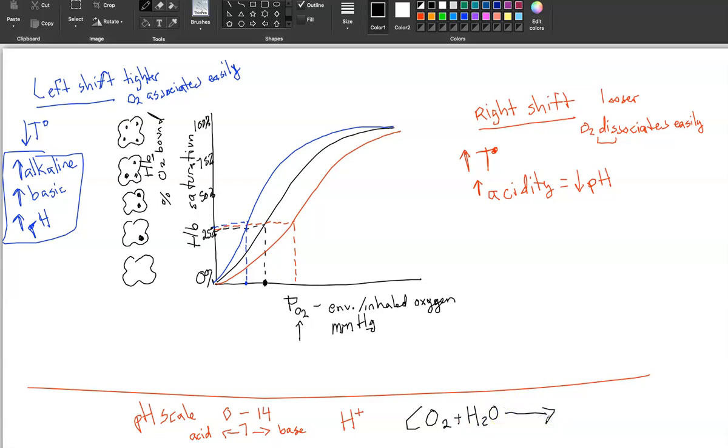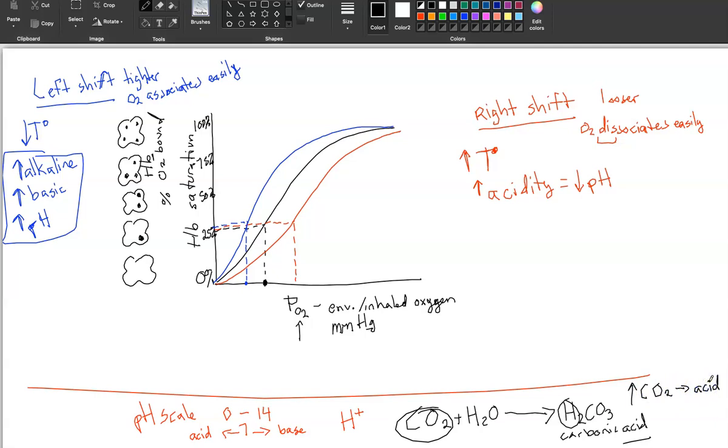And does anybody remember the molecule that is produced as a result of this? So the answer is we're going to get H2CO3. And that is carbonic acid. Now, one of these hydrogens can dissociate, making this an acid. It's a mild acid, but it's still an acid. So if you have elevated carbon dioxide, if CO2 increases, you're going to get acid.